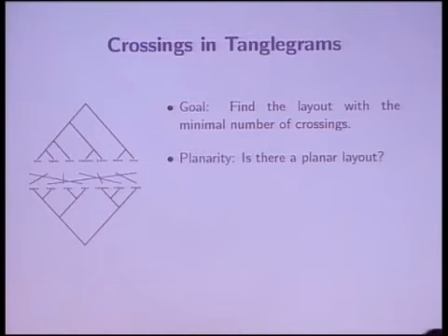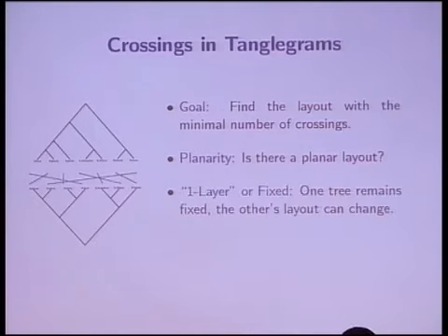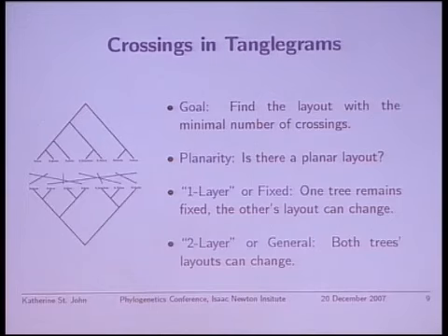Some simple questions in there are things like planarity. Can you do it with no overlapping of the blue lines? The one-layer or fixed version, the term one-layer, has been explored in a related context in the graphics community and the VLSI community. Layering refers to the layers when you're making a chip, an integrated circuit. Another question is, if one tree doesn't move and the other tree can move, what's the best you can do? And then there's the 2-layer or general question, where you're allowed to interchange subtrees in both trees to get the best answer.